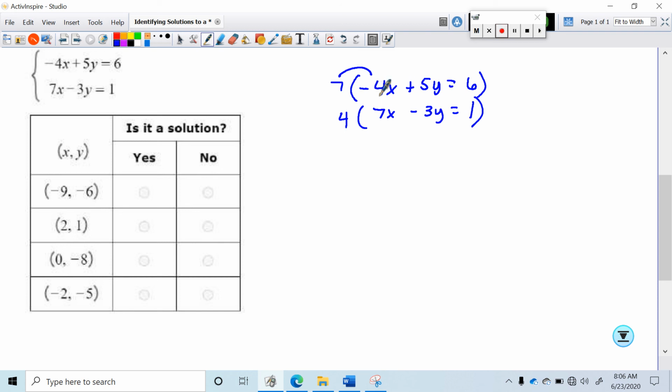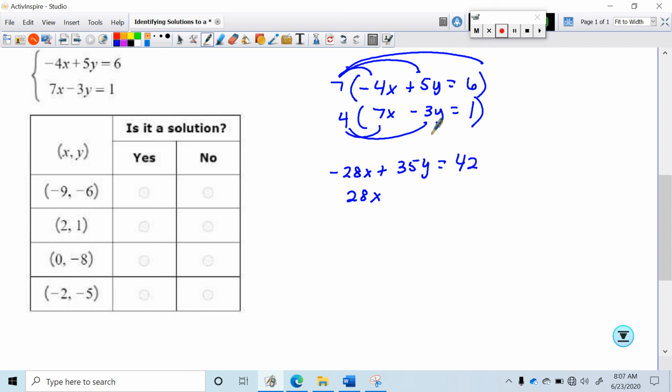I'm going to distribute the 7 to everything. So 7 times negative 4x is negative 28x. 7 times 5y is a positive 35y, equals 7 times 6, which is 42. I'm going to distribute the 4 to this equation. So 4 times 7x is 28x. 4 times negative 3y is negative 12y. And 4 times 1 is 4.